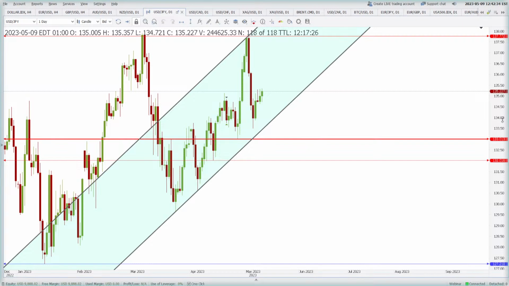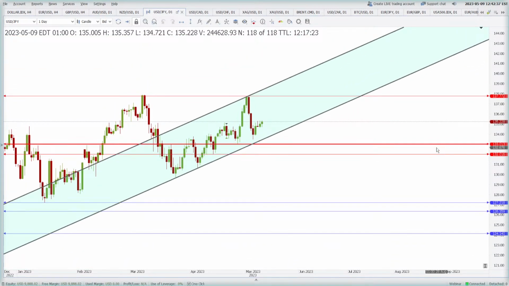But I am not anyone to speculate what is going to happen next. So I will just mention that the price is in an uptrend, and on the higher side resistance is at 137.77, and on the lower side support is at around 133.01 area.